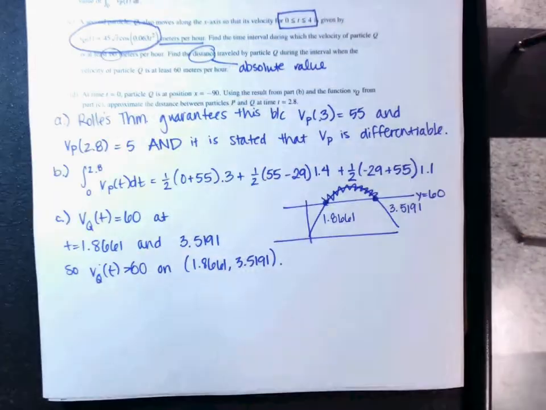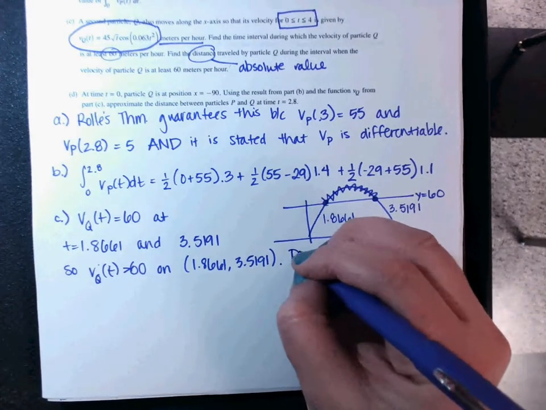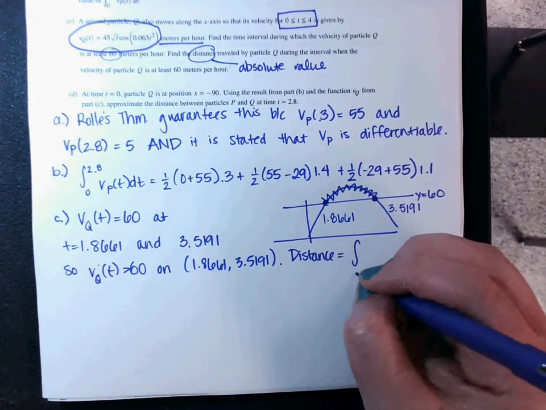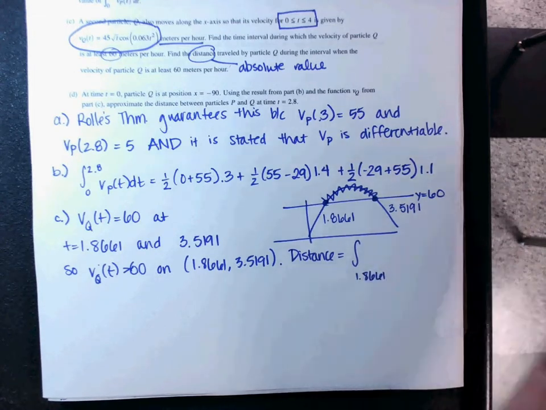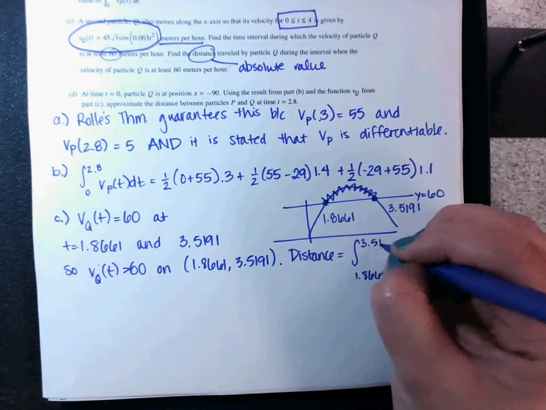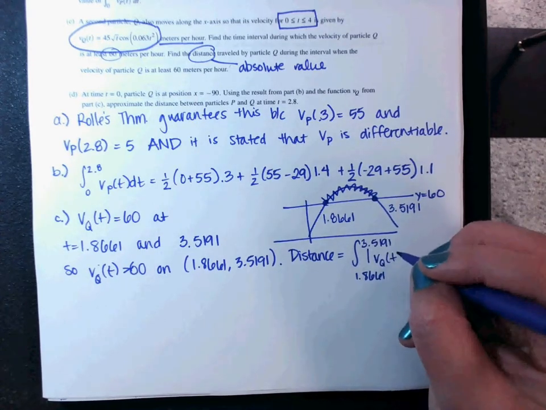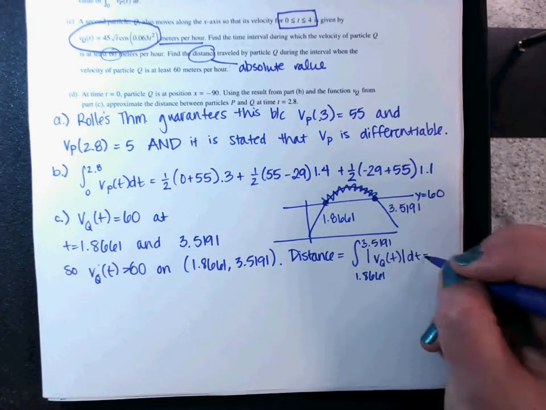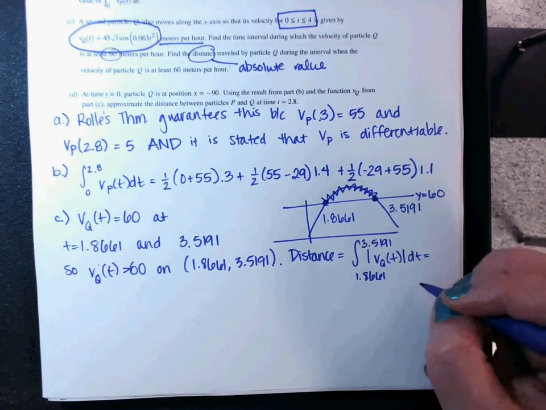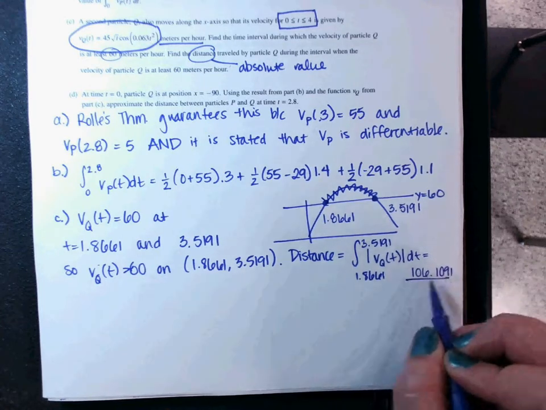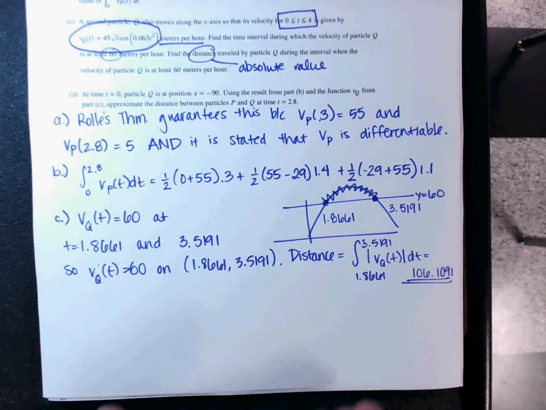106.10917. So I'm going to put distance equals the integral from 1.8661 to 3.5191, absolute value, VQ of t dt, and it was 106.1091. Okay? Alright, then part D.